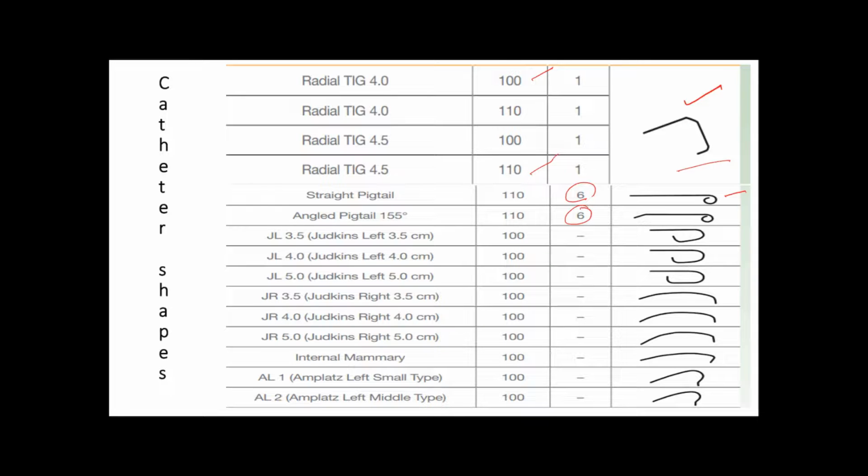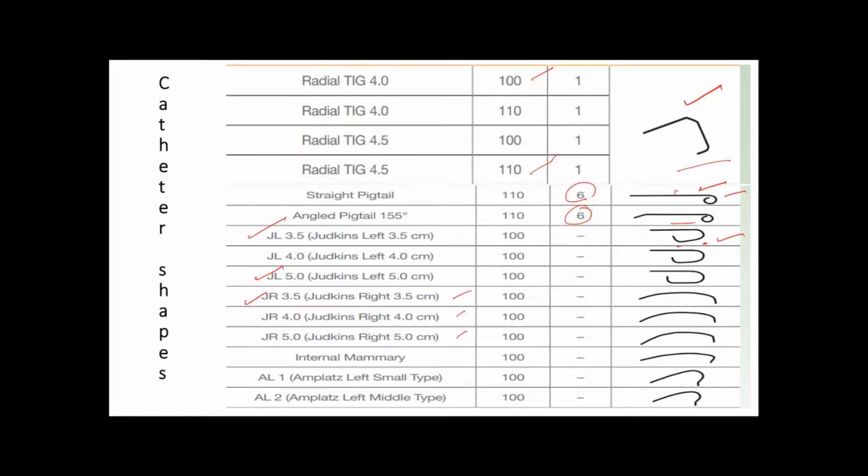It can be an angled pigtail or a straight pigtail. Then I introduce you to the Judkins left catheter, which has a primary curve and a secondary curve. It comes in JL 3.5 to JL 5, and then you have a Judkins right catheter for the right coronary artery intubation. It comes in sizes of 3.5, 4 and 5 centimeters.